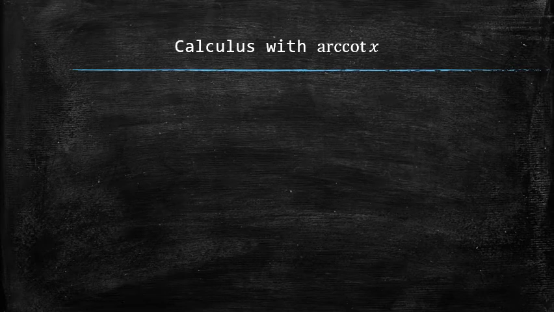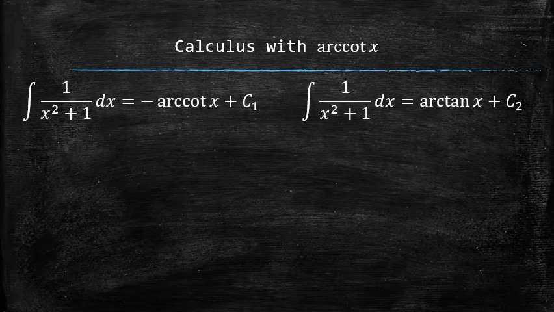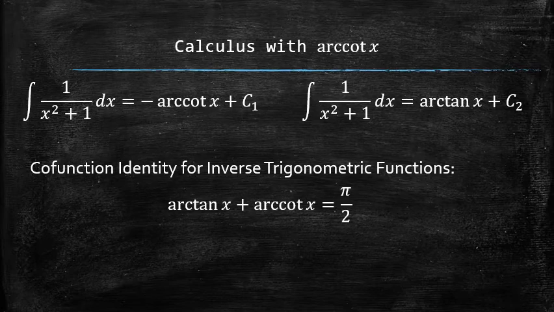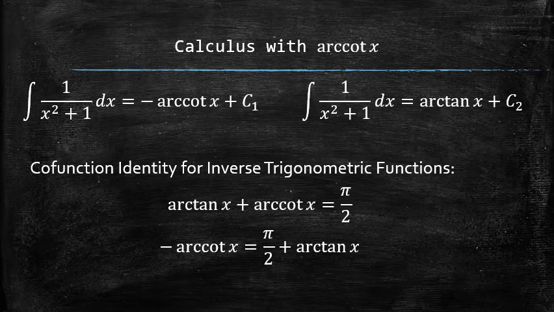If you're familiar with the derivative of arctangent function, then you are probably noticing that we now have two expressions for the same indefinite integral. How is this possible? The reason is the cofunction identity for inverse trigonometric functions that states that arctangent of x plus arc cotangent of x is equal to pi over 2, which means that the negative arc cotangent of x is the same as the arctangent of x, but they are pi over 2 units apart. So it doesn't matter which antiderivative you will use.